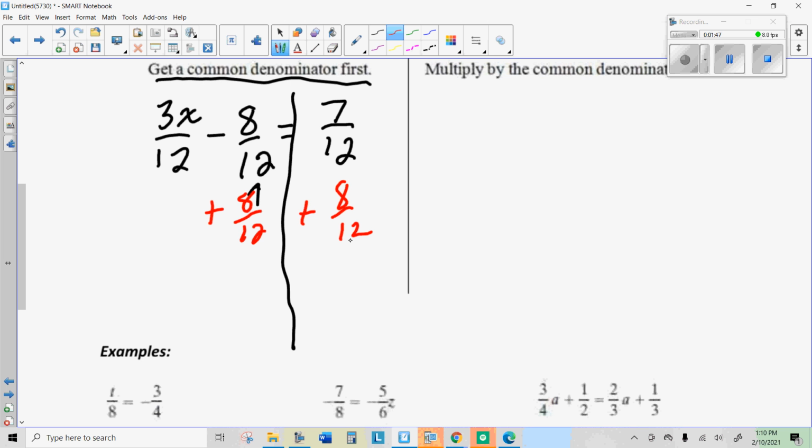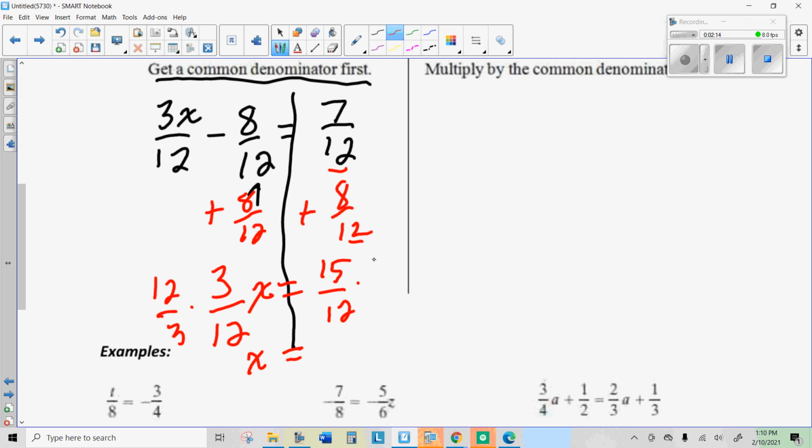And because you have a common denominator, you can just add the numerators together. 7 plus 8 is 15/12. And that got rid of that minus 8/12. Now we need to divide by 3/12, but when you're dealing with fractions, dividing means you multiply by the reciprocal. 12 times 3 is 36. 3 times 12 is 36. We're now left with 1x. And whatever you do to one side, do to the other.